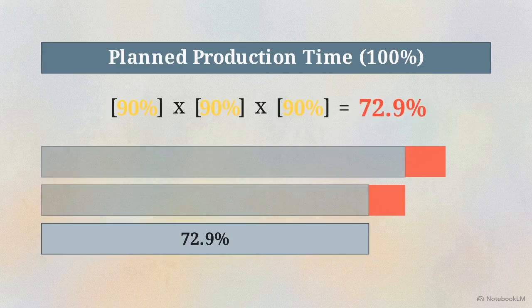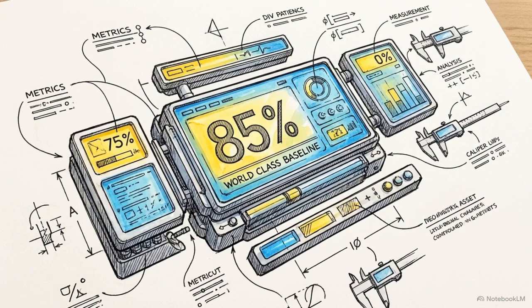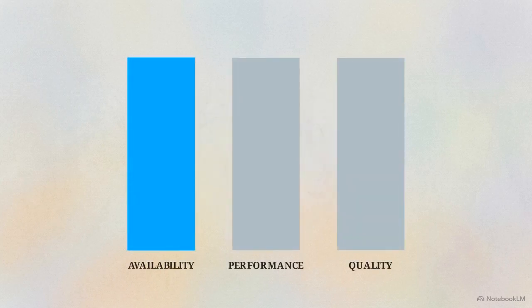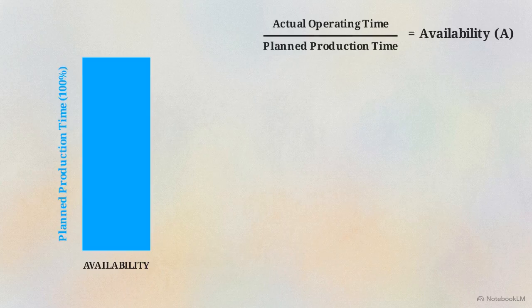Let's assume a machine scores what sounds like an excellent 90% in each individual category. Because these metrics multiply against each other, inefficiencies compound. 0.90 cubed equals 0.729. Even with all departments performing at 90%, the overall effectiveness of your machine drops to 72.9%. World-class manufacturing facilities set their baseline OEE at 85%.